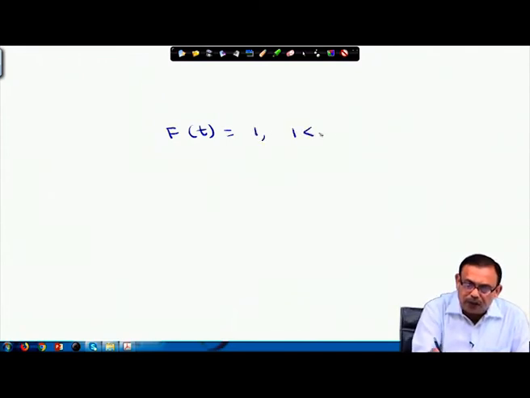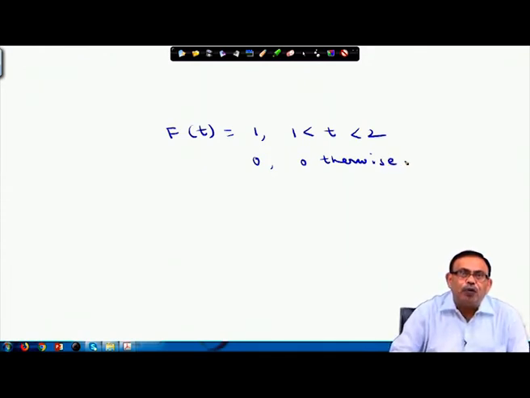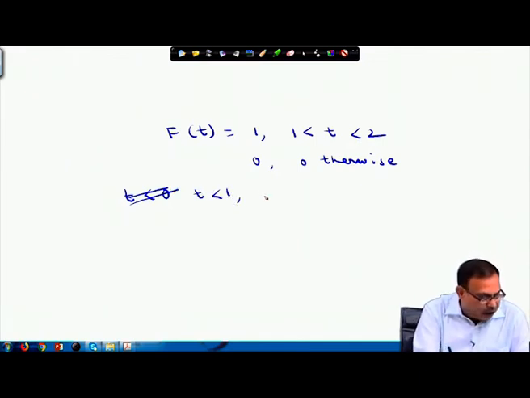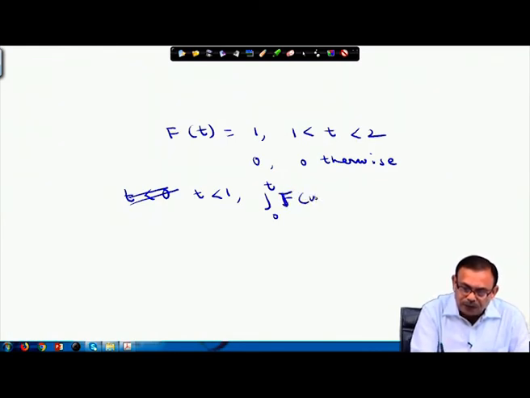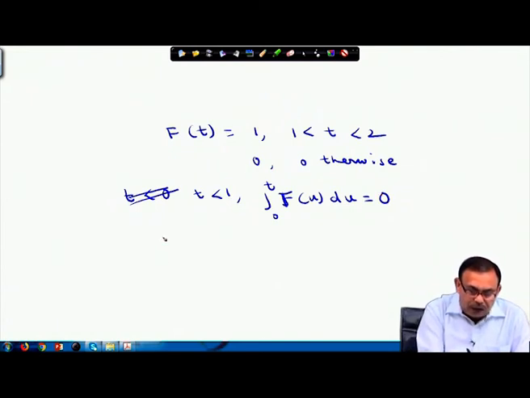Whereas, if you consider a function f(t), this is 1 when it lies between this and it is 0 otherwise. Please see this function: f(t) equals 1 whenever t lies between 1 to 2 and it is 0 otherwise. So, for t less than 1 what will happen? Whenever t is less than 1, in that case the integral from 0 to t of f(u) du, if it is less than 1, it is a 0 function. So, it is 0.